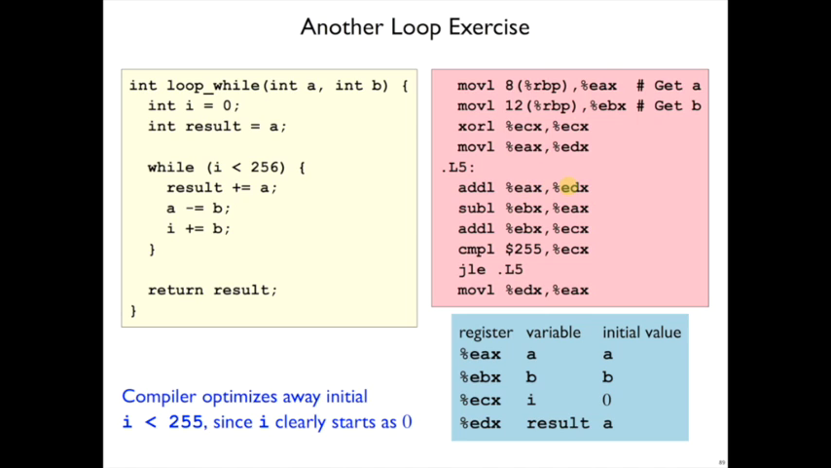Then we add EAX and EDX. So that's a being added into EDX. So let's see. That looks like the result. Oh, it's being added to it, not moved. So yes, that's exactly like the C code. Then we do a subtraction, EAX minus EBX. Yep, that looks like the a minus equal b. We do an add of EBX. Again, b, adding it to ECX, which is i. Yep, that matches up. We compare ECX to 255. ECX is i. That matches up, and so on. So, yep, we can see that we've correctly filled in this table here in blue.